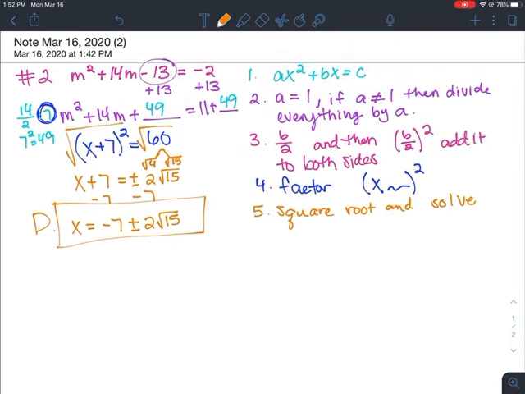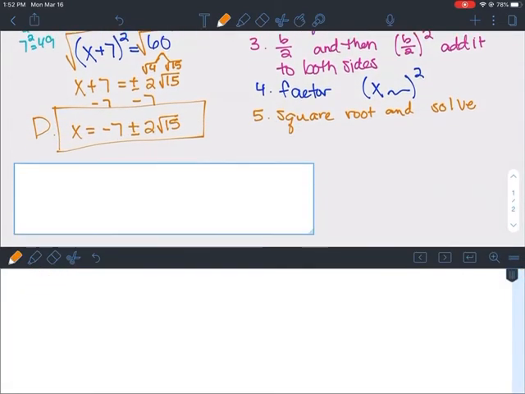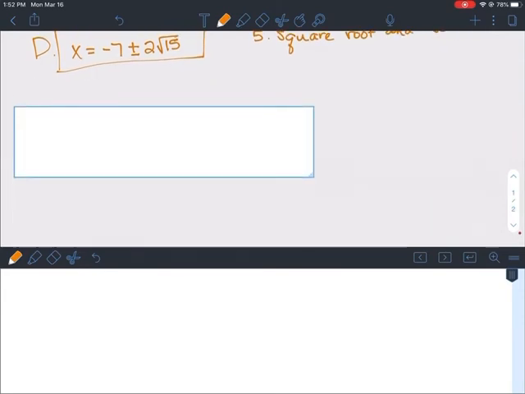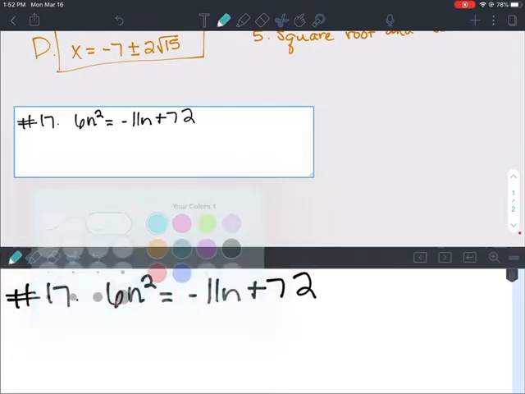Let me cancel out of that for a moment just so that I can pull this back down and you guys can take a glimpse at it. I will also post the screenshots of all the notes that I did today, along with your assignment for the rest of the day. So moving right along, I have 4 that we're going to do. So the next one that I wanted to talk about was number 17. And this one said 6n squared equals negative 11n plus 72.